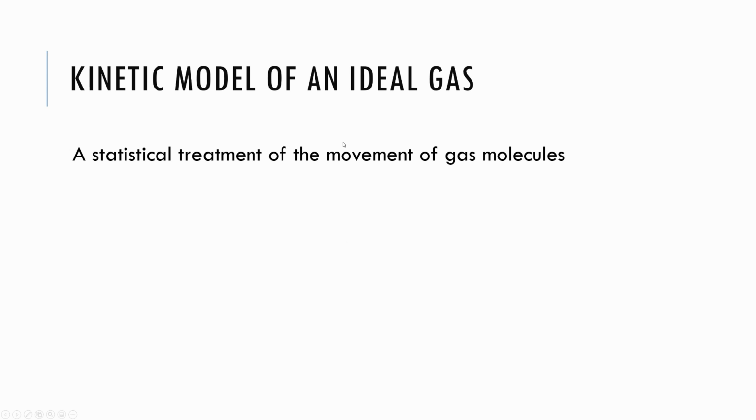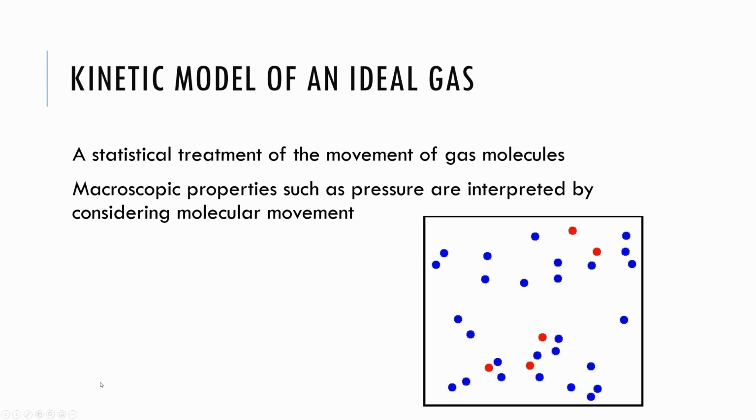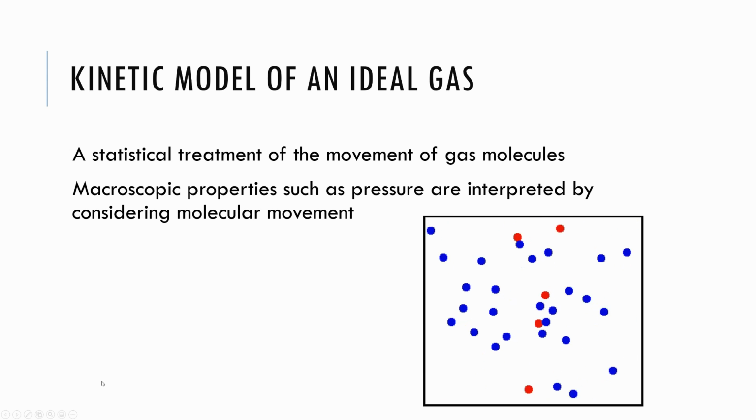It's a little bit of a simplified view and a statistical treatment. So we use statistics to explain what happens on the large scale when you have a gas in a container. It's going to be focused on kinetic energy. So it is the idea that the macroscopic property like pressure or temperature can be described by thinking about what's going on with the movement of molecules.